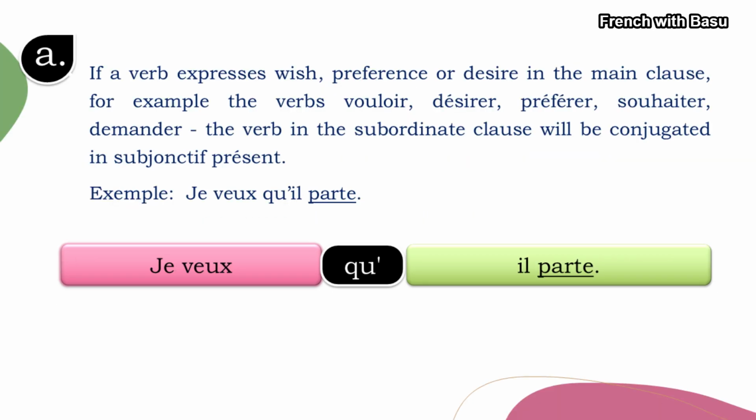A. If a verb expresses wish, preference or desire in the main clause, for example, the verbs vouloir, désirer, préférer, souhaiter, demander, the verb in the subordinate clause will be conjugated in subjonctif présent. Je veux qu'il parte. In the main clause, the verb vouloir is expressing wish or desire. So, in the subordinate clause, the verb partir is conjugated in subjonctif présent.